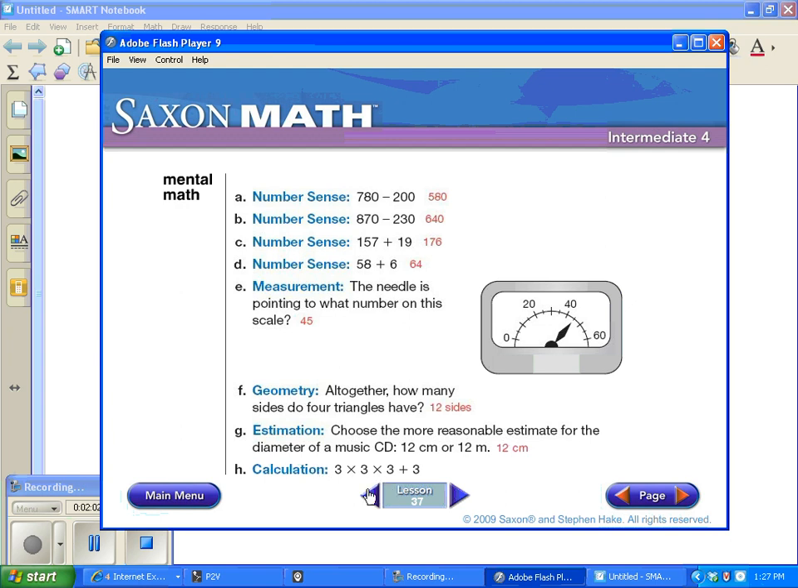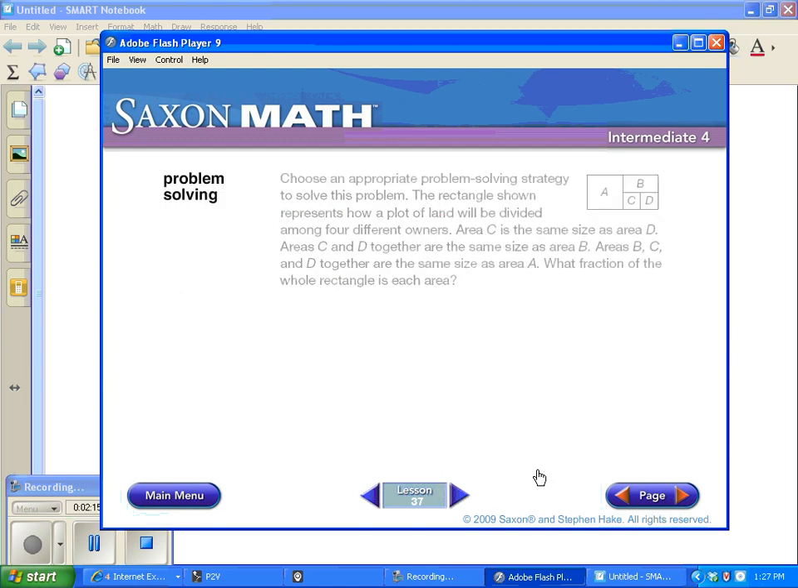Okay, let's look at this. We've got 3 times 3, that's 9. 9 times 3 is 27. And 27 plus 3 equals 30.